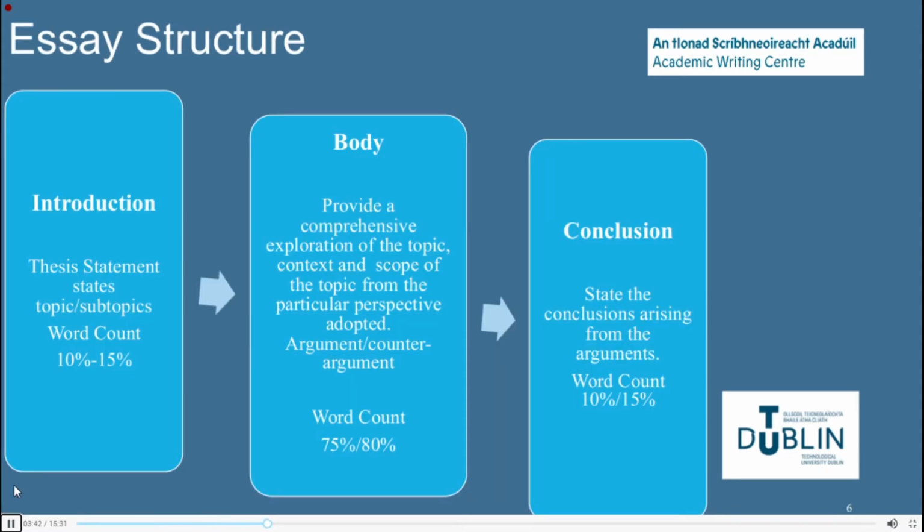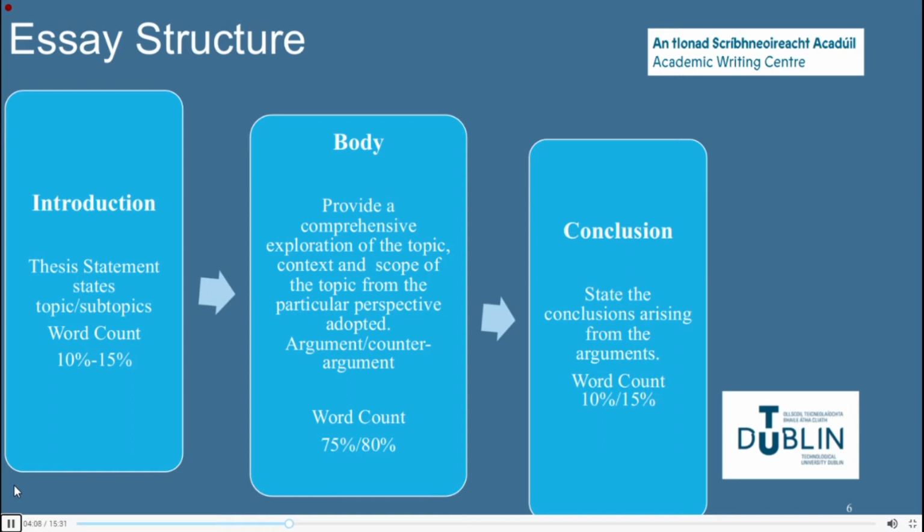Students are often required to write essays of varying lengths in college. This is a possible structure for an academic essay. It commences with an introduction that includes a thesis statement stating the topic and subtopics to be considered in the body of the essay. The introduction also provides an outline of the sections in the body of the essay.